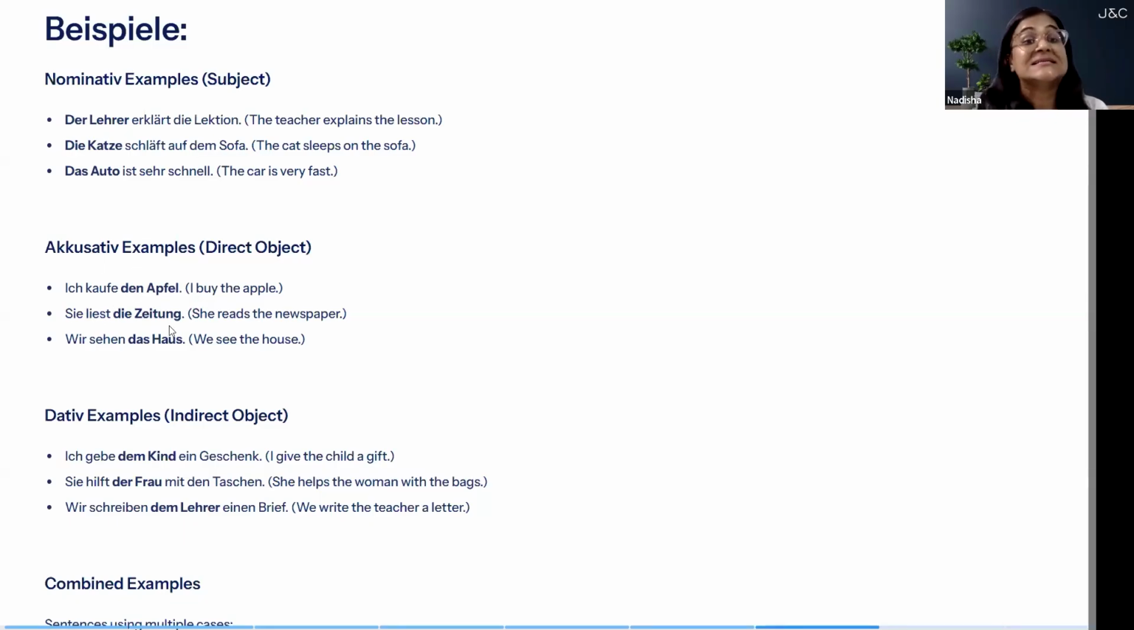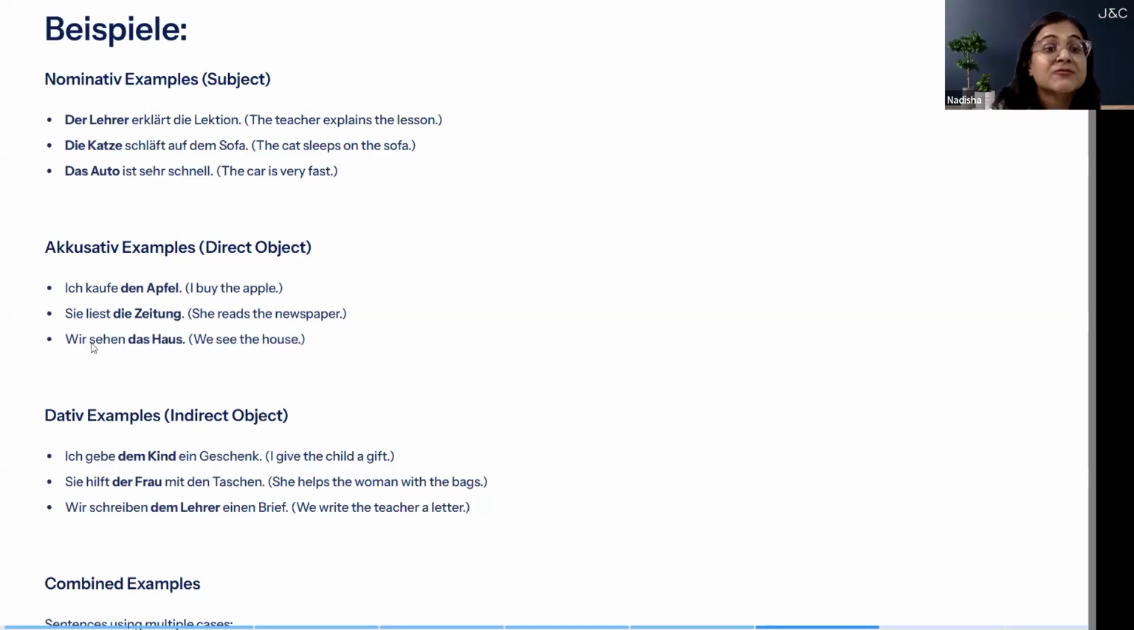Sie liest die Zeitung. She reads the newspaper. Who is reading? Who is nominative? She. She is reading. And what is she reading? She is reading the newspaper. Die Zeitung. Die Zeitung here is accusative case.